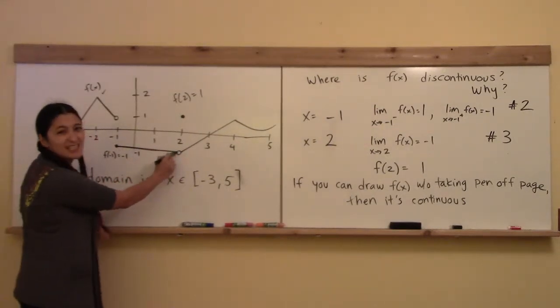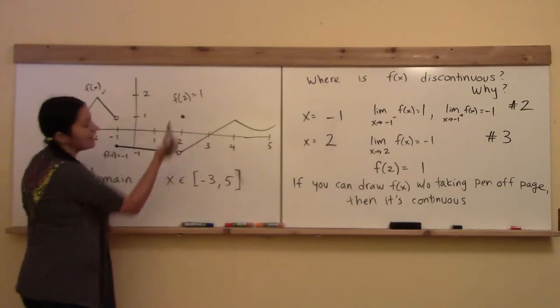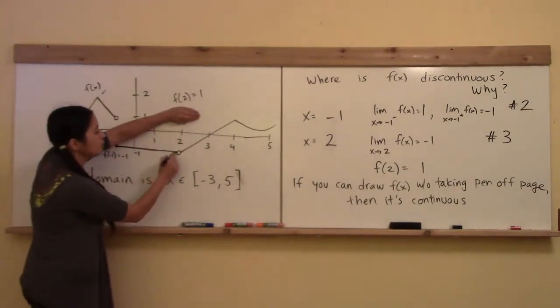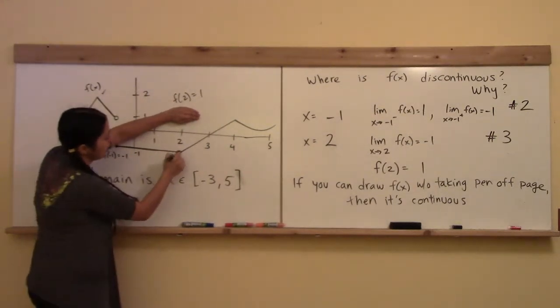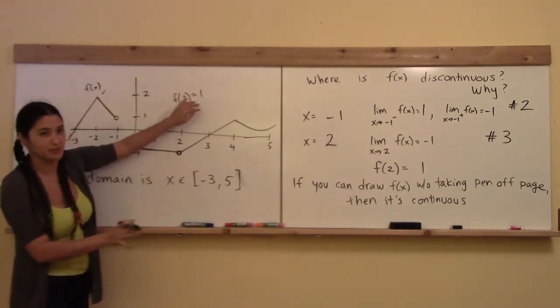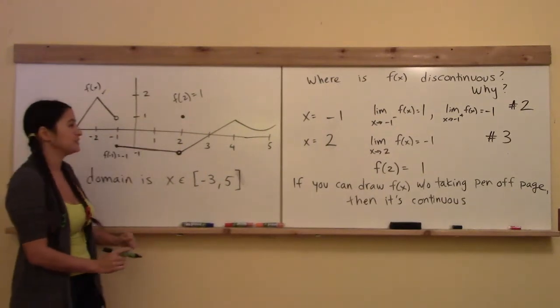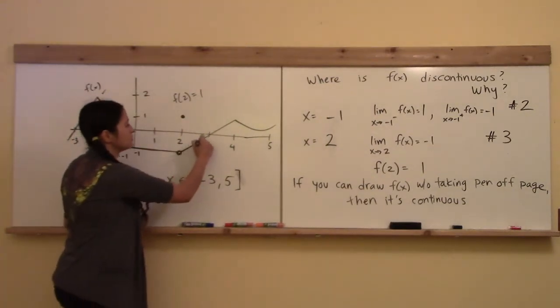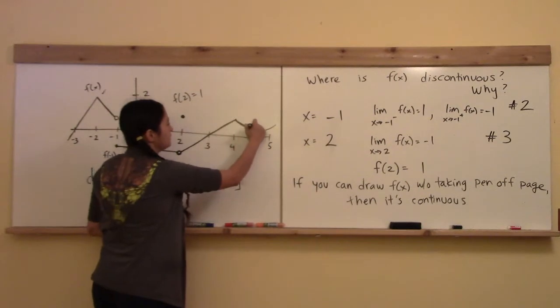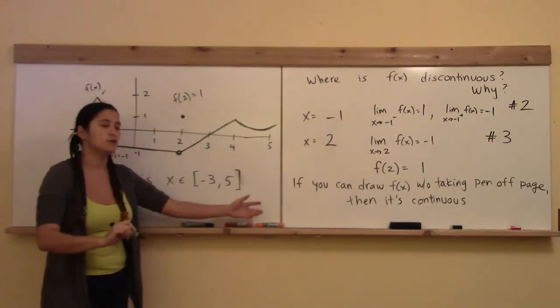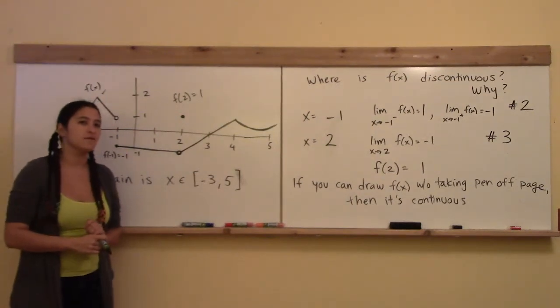But when I get to here, if I want to fill this in, I have to take my pen off the page. Even if I didn't have this point, some people would say, oh, I can draw that open circle without taking my pen off the page. But you know what I mean. This open circle here causes it to be discontinuous. Okay, and then for the rest of it, you can just copy, copy, copy. And even though there's a corner, it's actually okay. You can draw it without taking your pen off the page. So that's a way for you to visually confirm continuity.